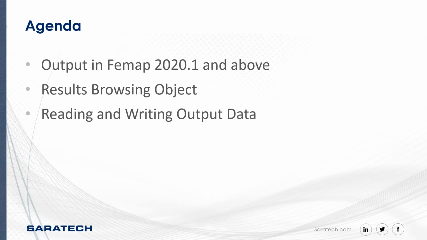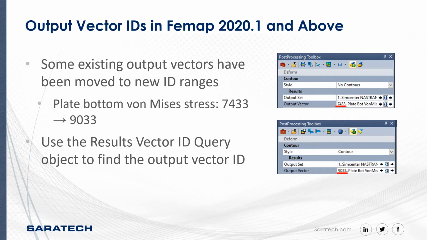So today, we'll be talking a bit more about output in FEMAP 2020.1 and above. And that's going to include the results browsing object and how to use that object to read and write output data. I mentioned this in the previous session, but it warrants mentioning again. Output vector IDs have changed in FEMAP 2020.1 and above. So if you do have those legacy APIs, you will need to update them to use the new ID ranges. And we'll also be talking in this session about how to get those ID ranges.